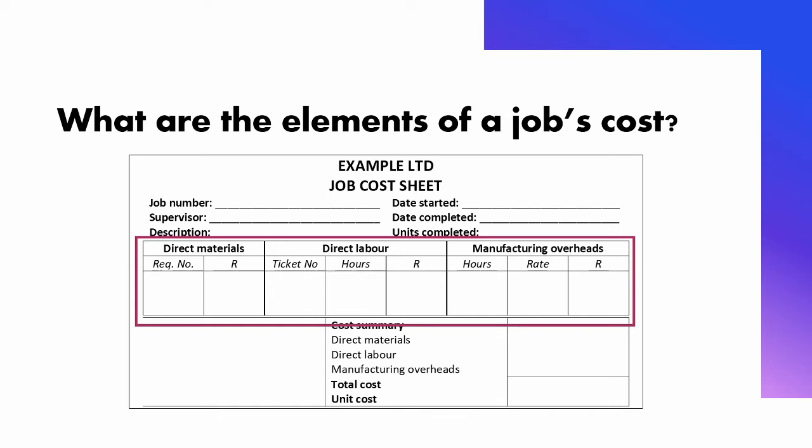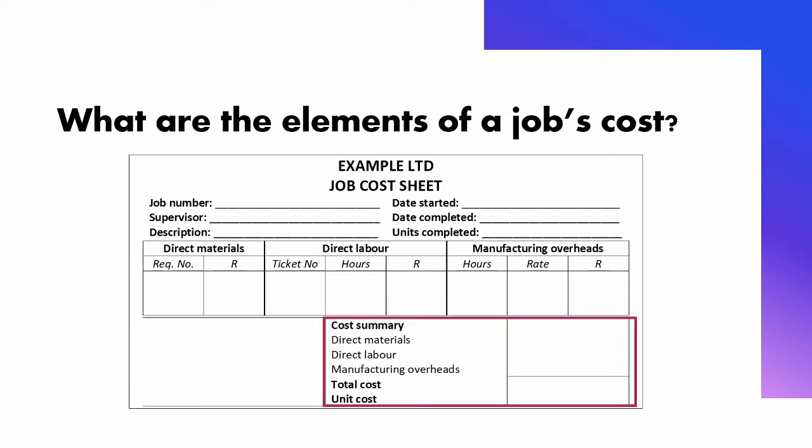Then, for our manufacturing overheads, we need to record the quantity of the cost driver, which is in this case hours, and the associated rate. The final section of the job costs sheet is a cost summary, which summarizes the total cost for each element of the job's cost, as well as the total cost and per unit cost of the job.